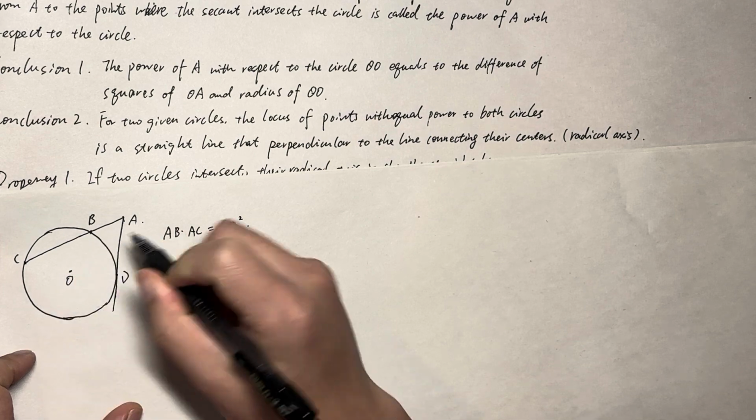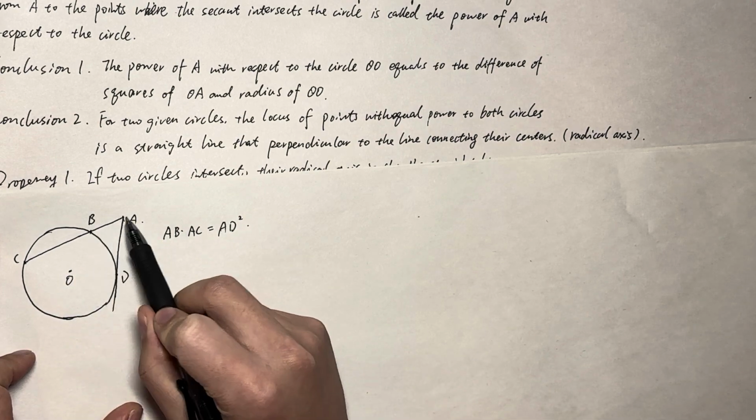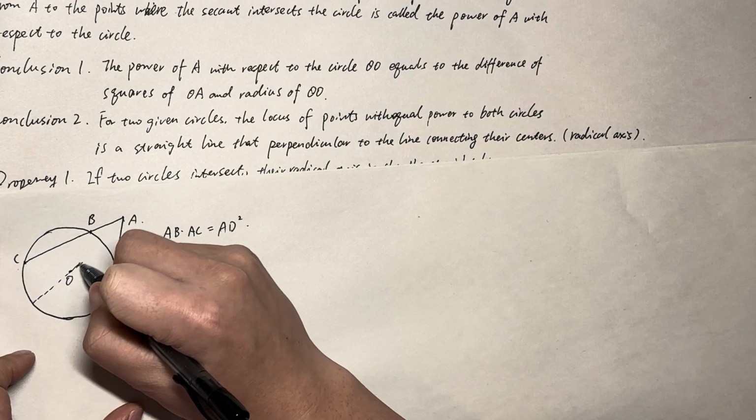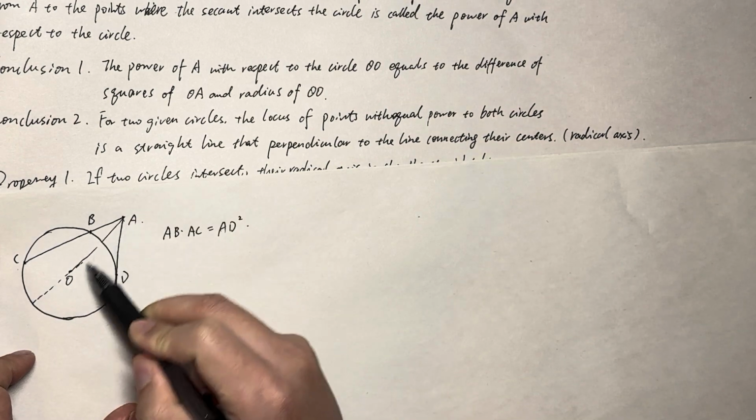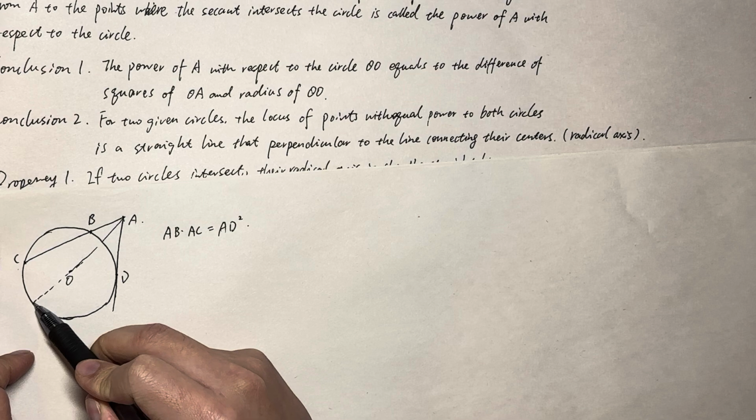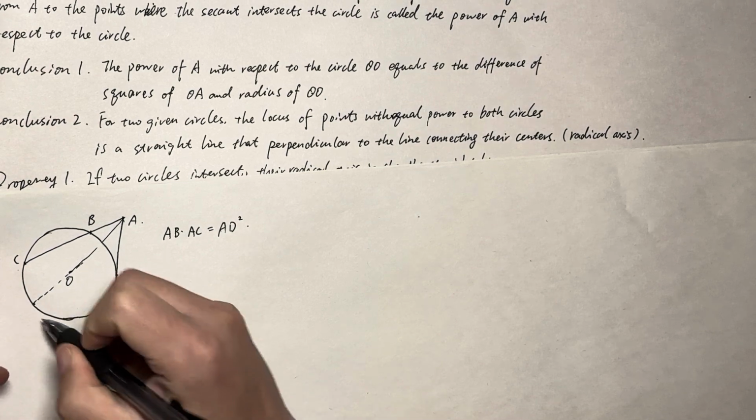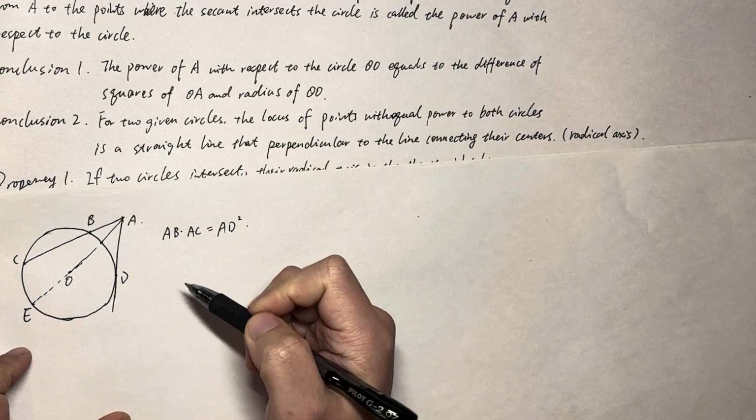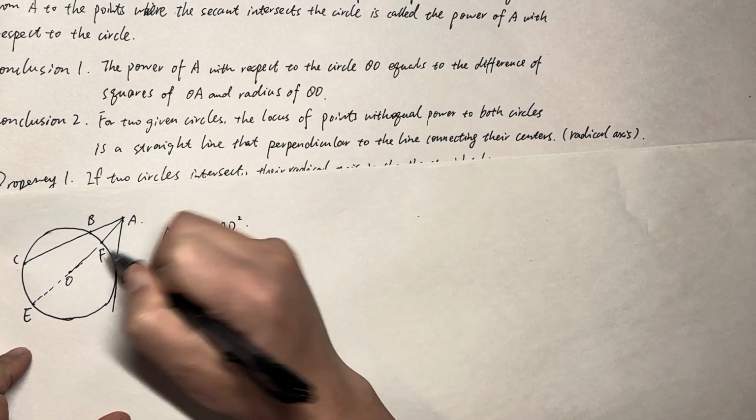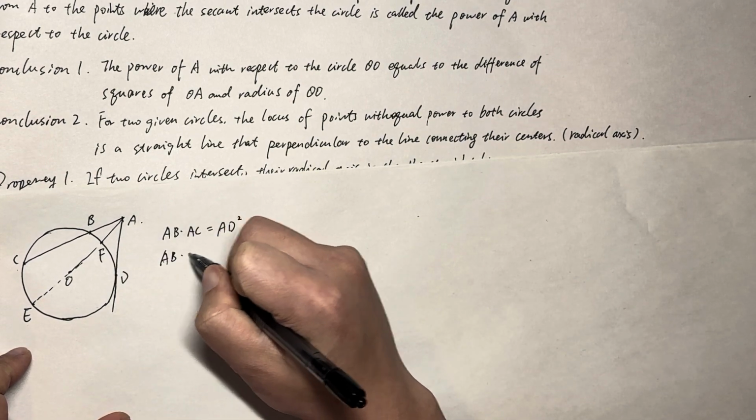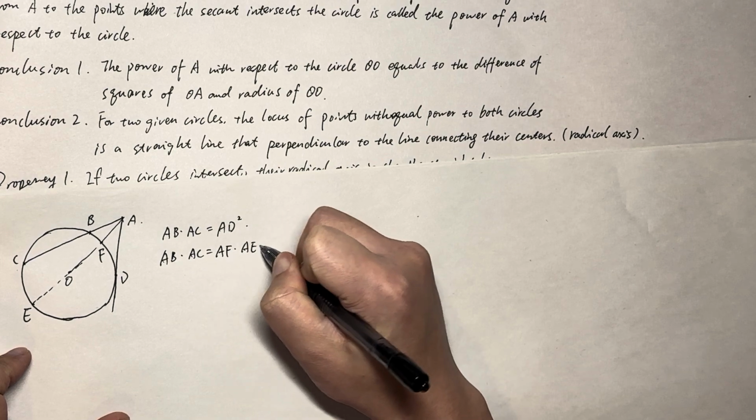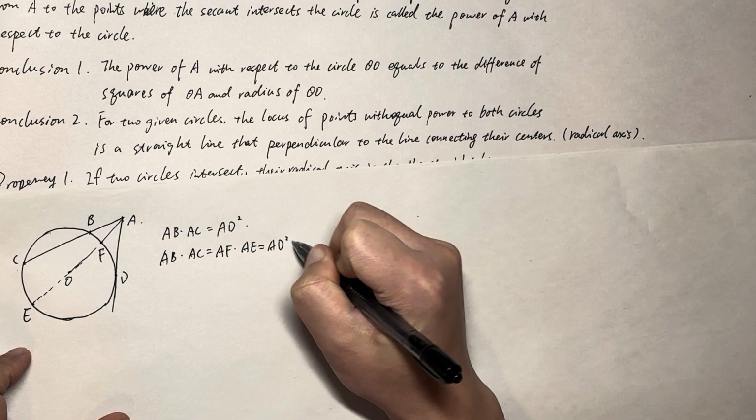So we can have AB times AC, that's the power. We also can connect AO and extend it to intersect the circle O at E. Here the other intersection point we can call F. We know that AB times AC equals AF times AE equals AD squared, right?